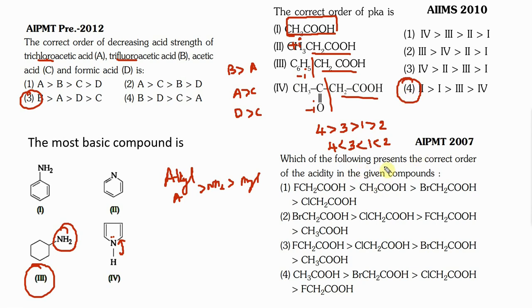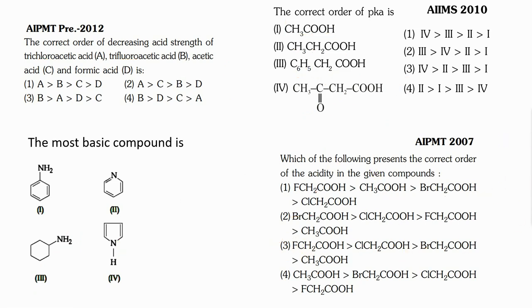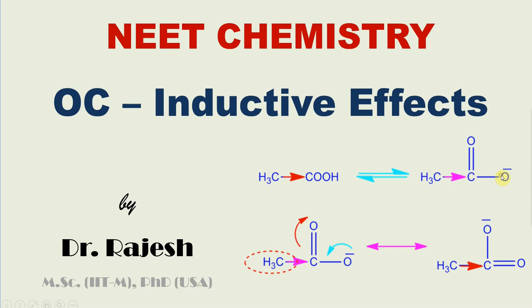Alright, last one. Which one of the following presents the correct order of acidity in the given compounds? Look at it, all of them are derivatives of acetic acid. Stronger is bromo, chloro, fluoro. So fluoro is not here, fluoro is not here. Fluoro, chloro, bromo, correct. That's the option. See how fast you can answer it. This is the importance of effects. They are very, very simple.